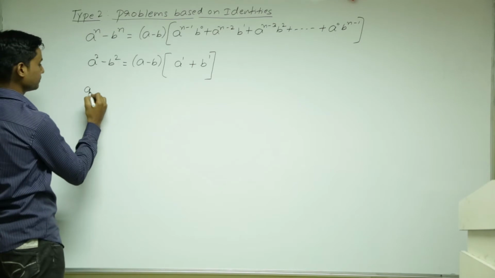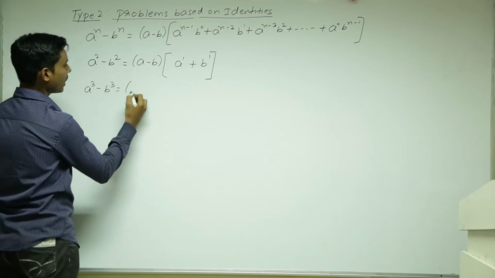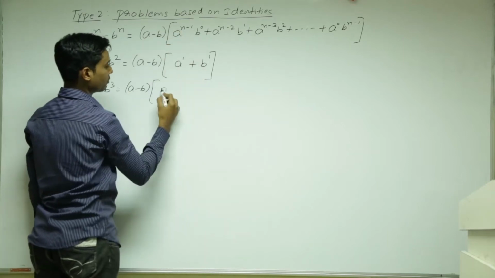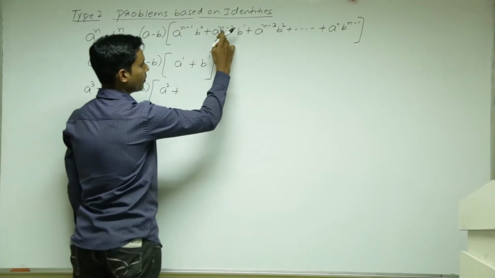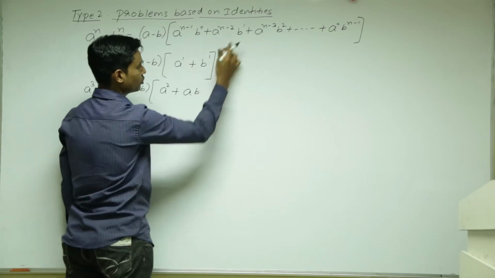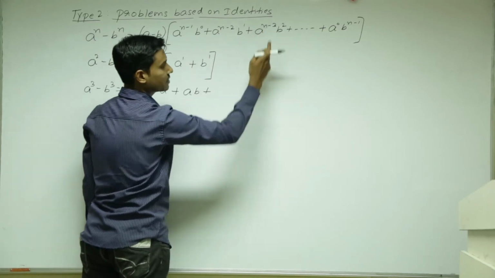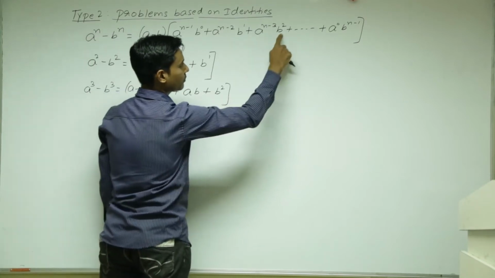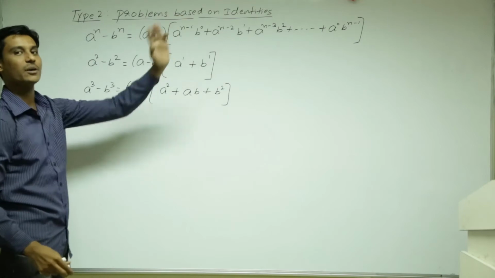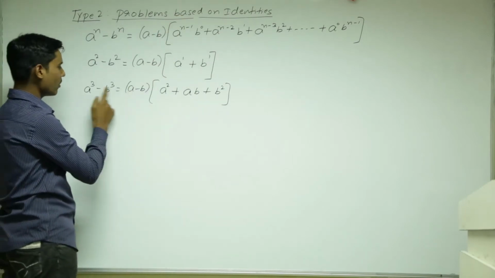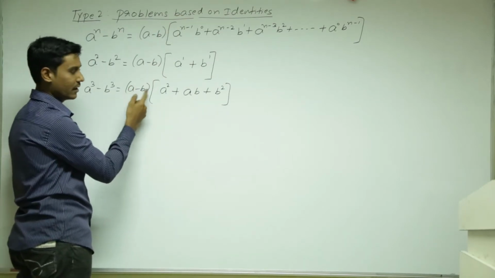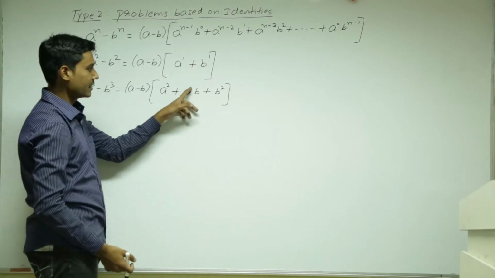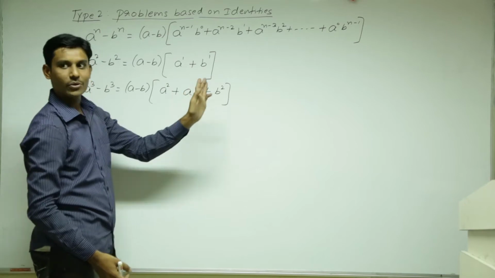Suppose you want to find a cube minus b cube. It is (a - b) into, substituting n as 3, a power 3 minus 1, it is a square, plus a power 3 minus 2, it is a into b, plus a power 3 minus 3 is a power 0, that is 1, into b square is b square. After that it becomes a negative power, so you need not actually substitute there. Since it is a power 3, here it is already a power 1, another a power 2 should come. Keep on decreasing the power of a, keep on increasing the power of b until you get a negative value, right?